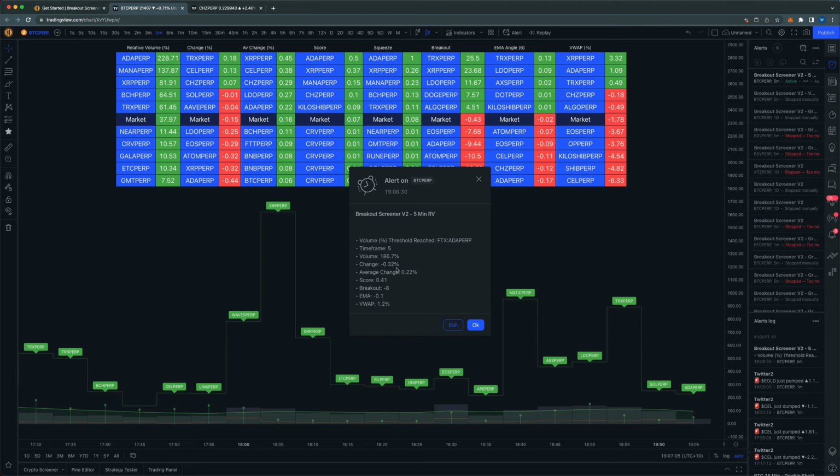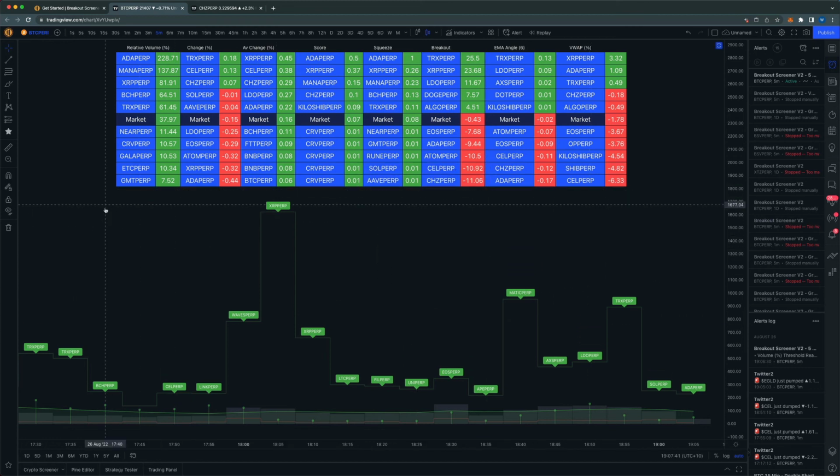Change, so far during this 5-minute candle, ADA is down 0.32%. Average change 0.22, and we've already exceeded the average change for a 5-minute candle for ADA. And we get our score. We're currently running -8 breakout score. So -10 we consider a full breakdown. So -8, it's reasonably strong to the downside. And EMA, we can see our 6 EMA is also negative, and our VWAP is actually sitting above 0. So there we go. There's our first alert. Let's just click OK, and let's get another one. So that was ADA, which is currently up to 228%.